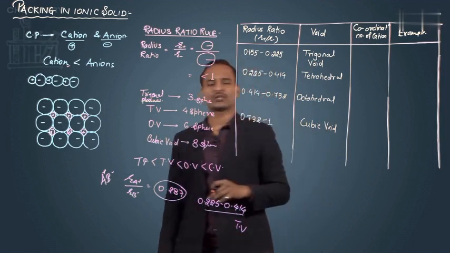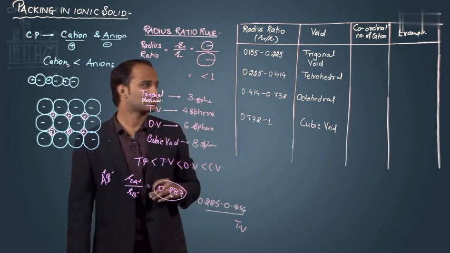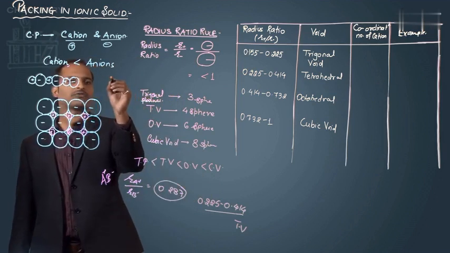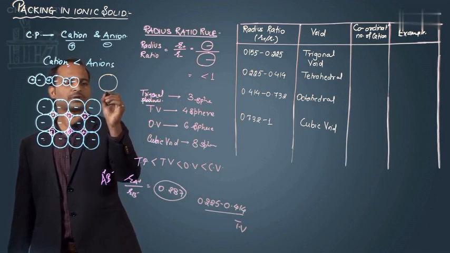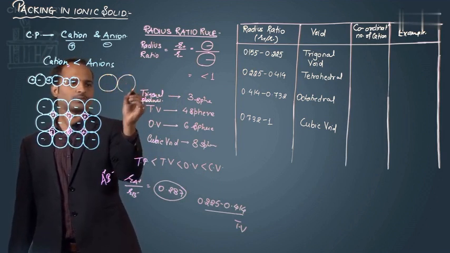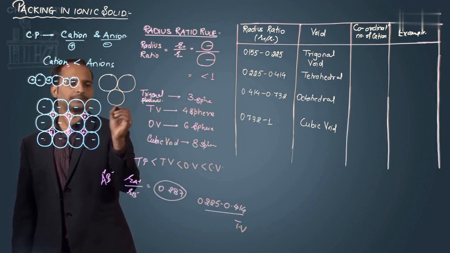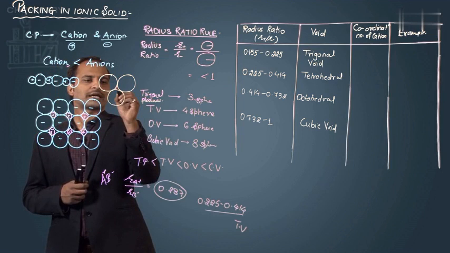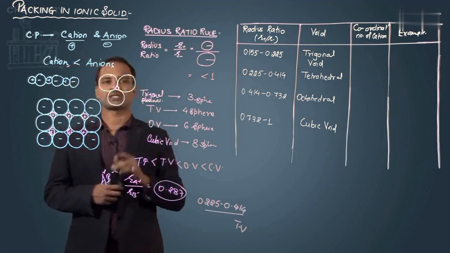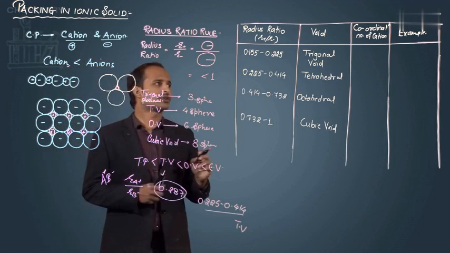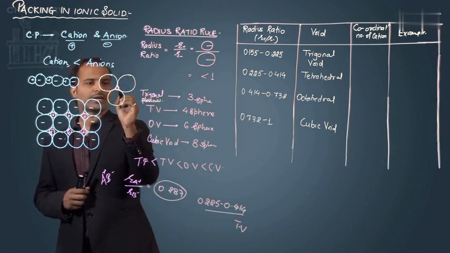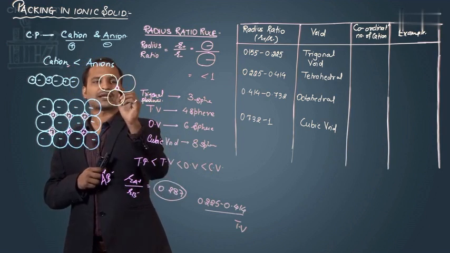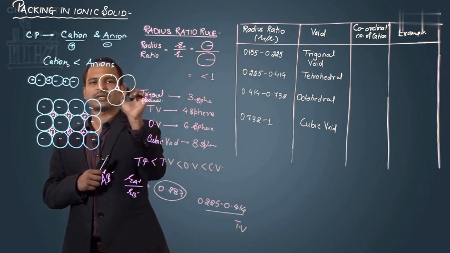Then we have the coordination number of cations. Suppose there is a trigonal void, a void which is surrounded by three spheres, 1, 2, and this is the third sphere. Suppose there is a cation present in this trigonal void. I want to know the coordination number of the cation. The coordination number means the total number of touching spheres. So this cation is touched by how many spheres? I can say 3 spheres.